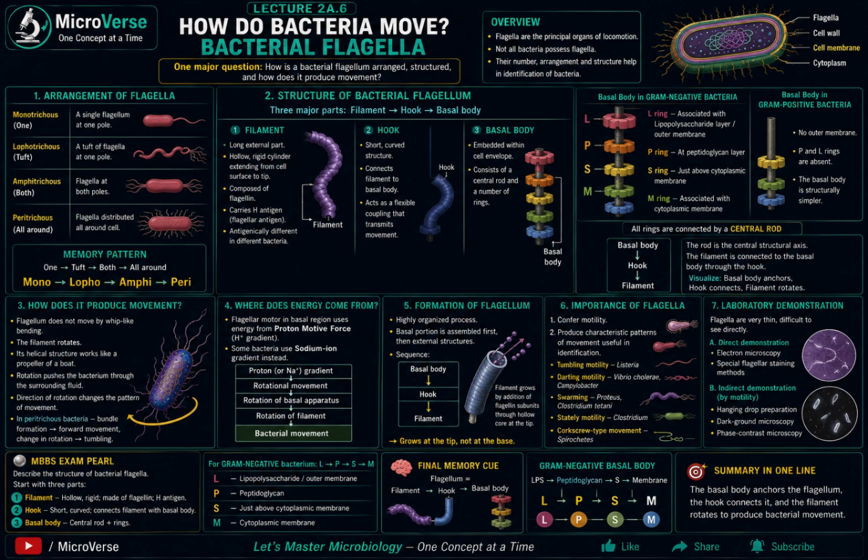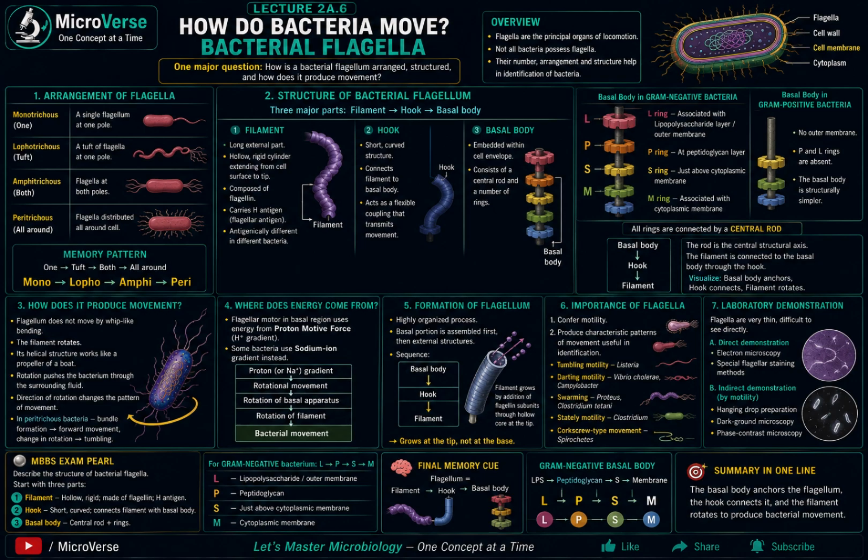The rod acts as the central structural axis of the basal body. The external filament is connected to the basal structure through the hook. So visualize the complete flagellum as a basal body, hook, and filament. Then how does the flagellum produce movement?